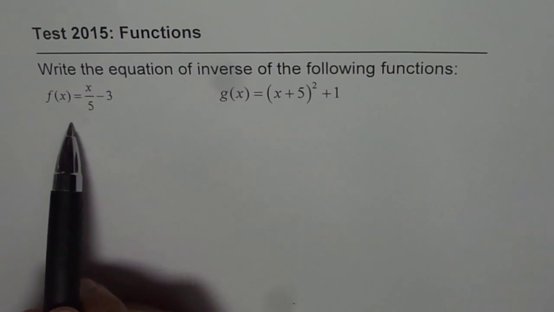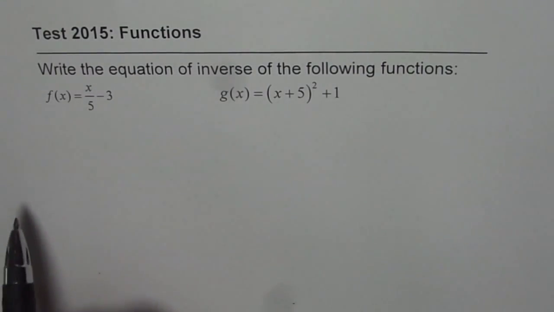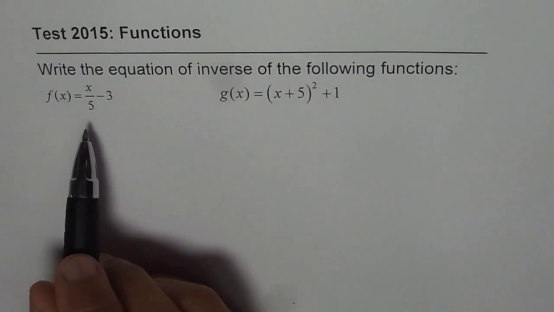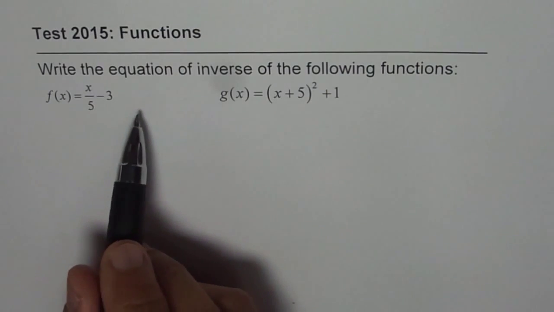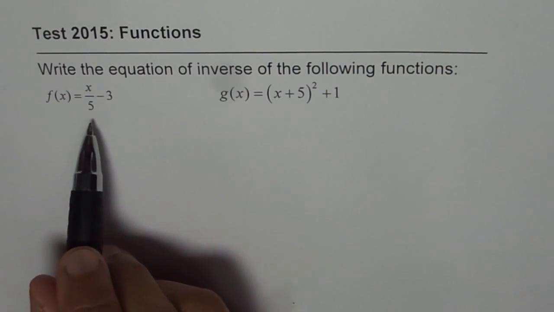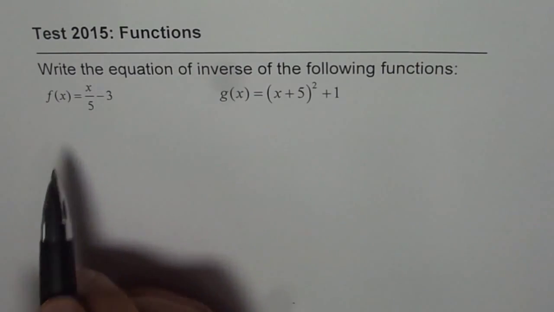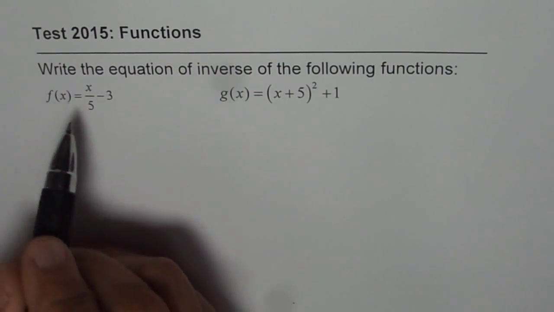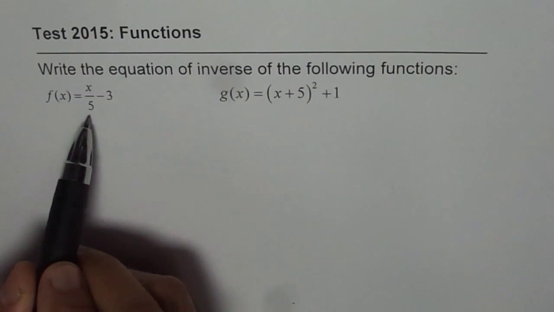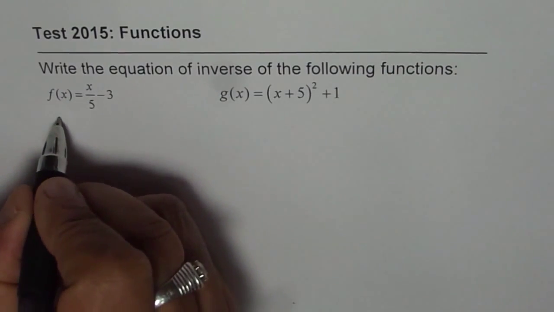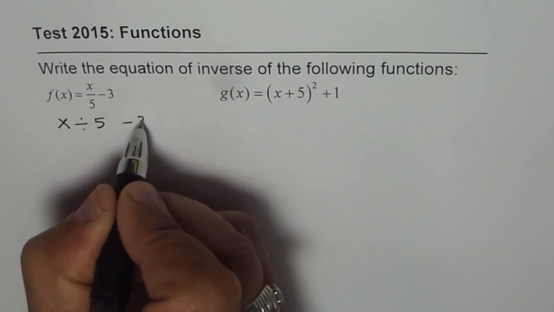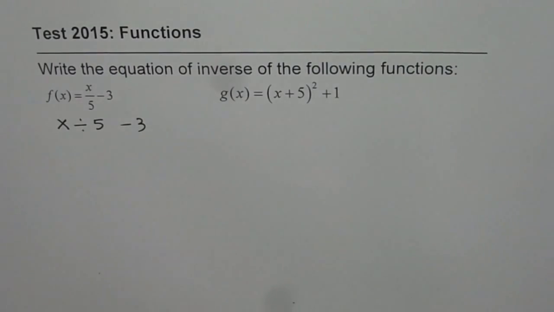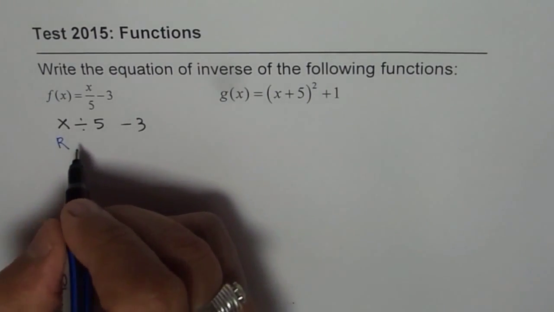For the first one, f of x equals x divided by 5 minus 3 is a straight line, and we can actually find the inverse of the function by reading the problem in the reverse way, or applying the operations in reverse order, right? So for the function, what do we have here? We have x divided by 5 take away 3. So we can read this as x divided by 5 and then you take away 3. That is how we can read it, right? If we reverse the order, we can find the inverse function, right?